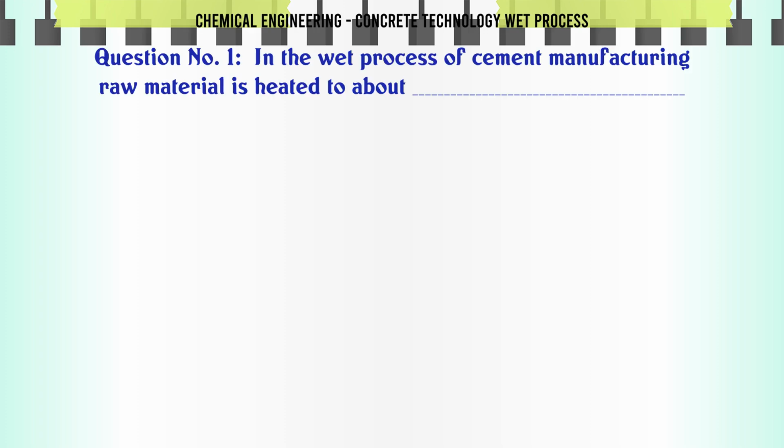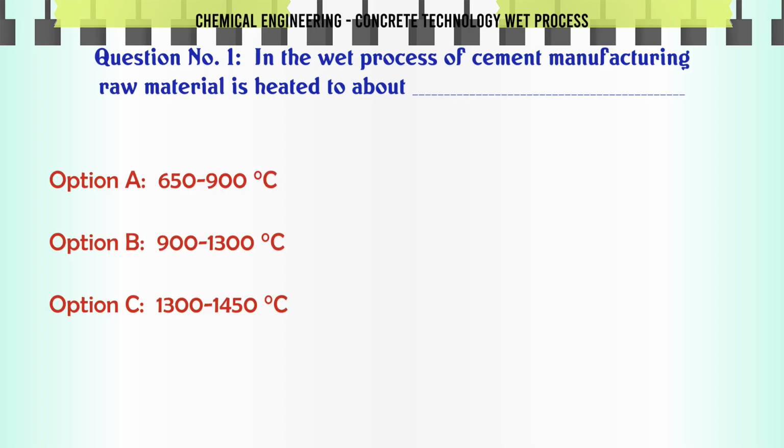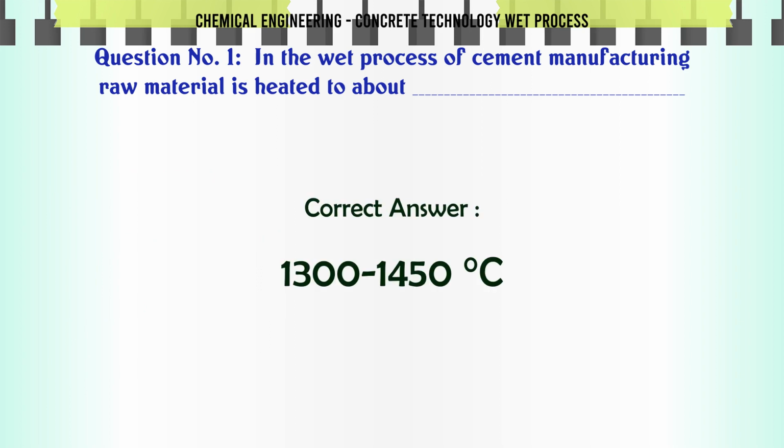In the wet process of cement manufacturing, raw material is heated to about A. 650-900°C, B. 900-1300°C, C. 1300-1450°C, D. 900-1050°C. The correct answer is 1300-1450°C.